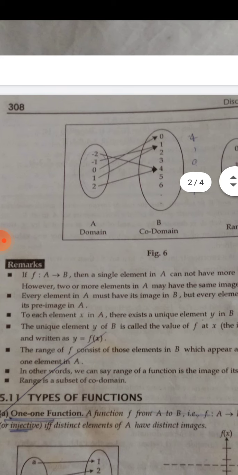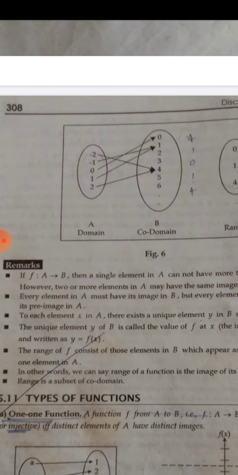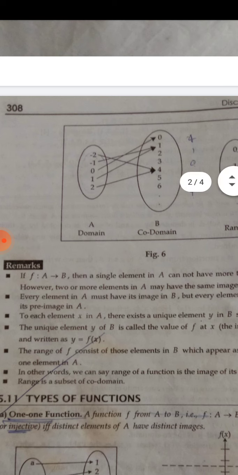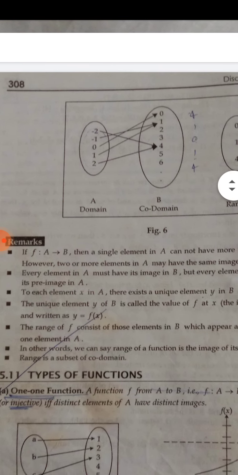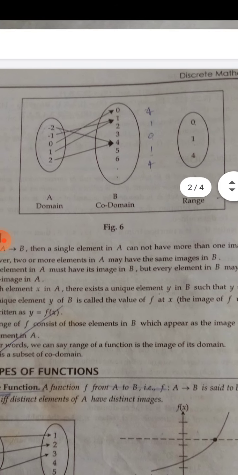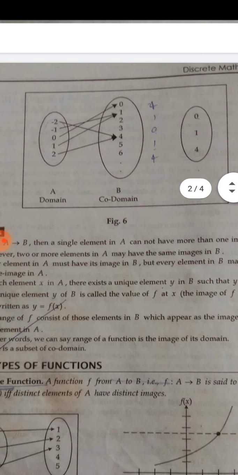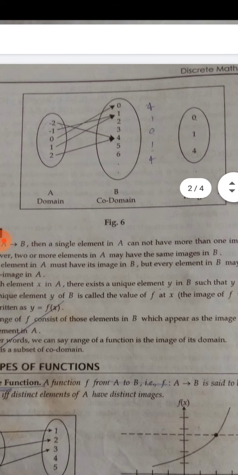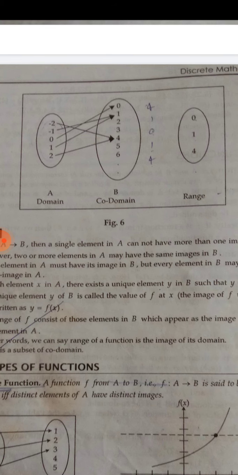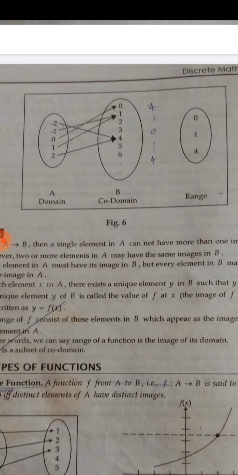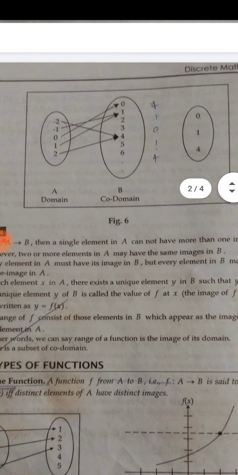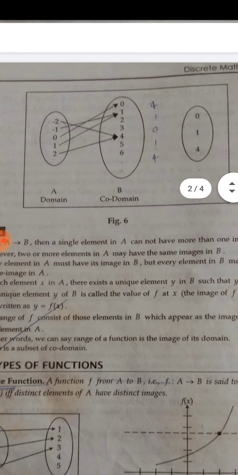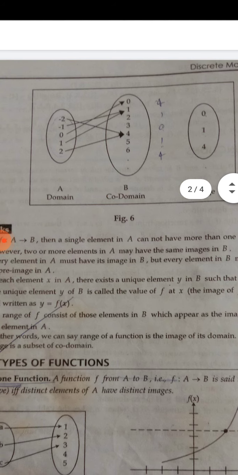As f is a function from A to B, set A elements are always called domain, set B elements are always called codomain, and the elements which are mapped from A to B are called range. Here we can see -2 is mapped with 4, -1 is mapped with 1, 0 is mapped with 0, 1 is mapped with 1, 2 is again mapped with 4. So the elements which are mapped in the codomain are called range. So the elements will be 0, 1, 4. In the figure we can say 0, 1, 4 are called range.